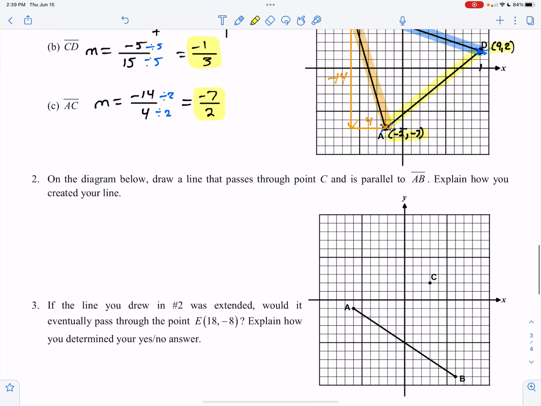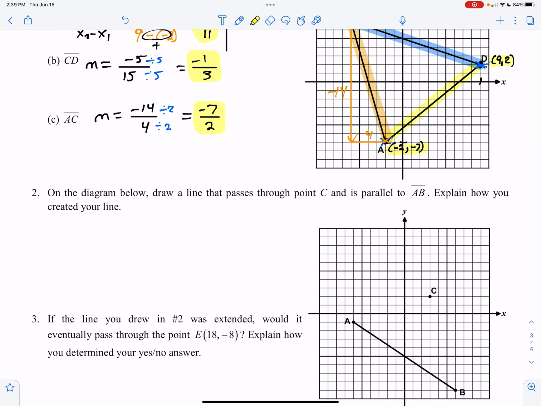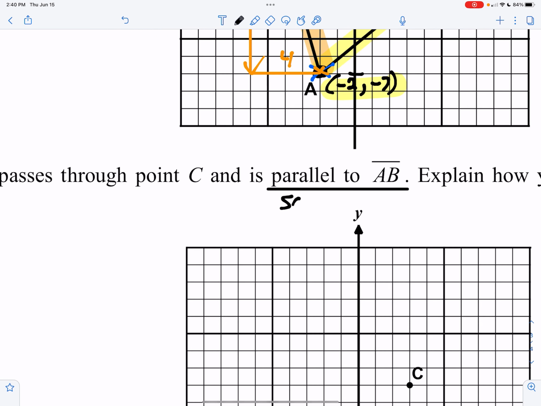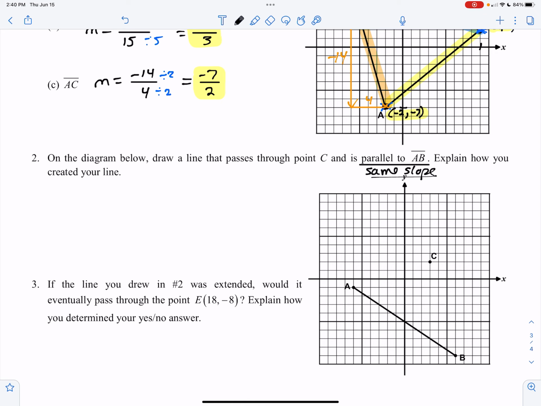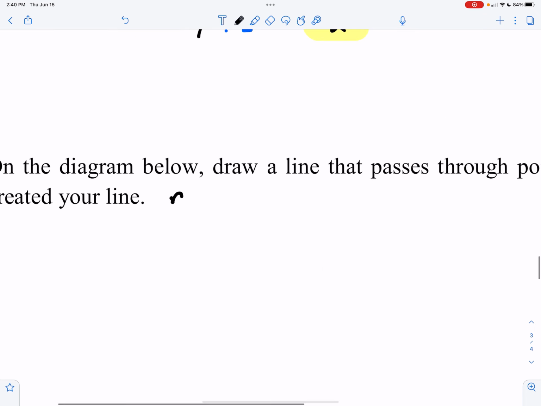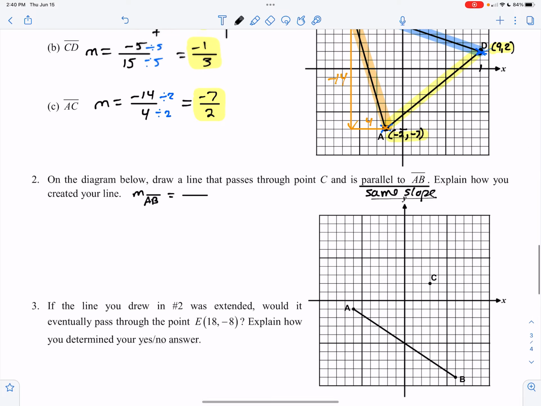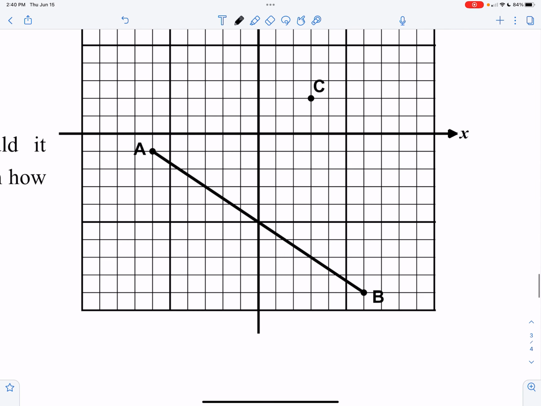Number 2, on the diagram below, draw a line that passes through point C and is parallel to AB. Okay, so what does it mean? So how do you have a line parallel? It has to have the same slope. So first, let's find the slope of line segment AB. I'm going to use my rise over run. Okay, let's figure it out right now.